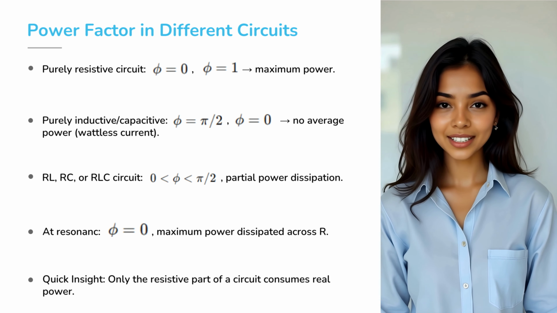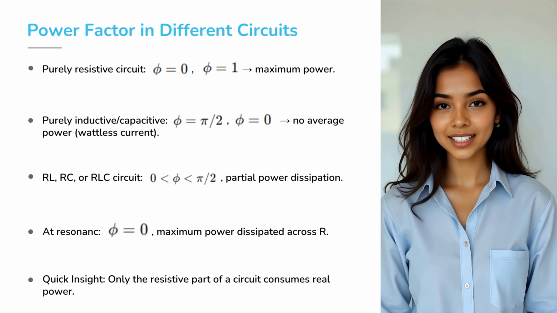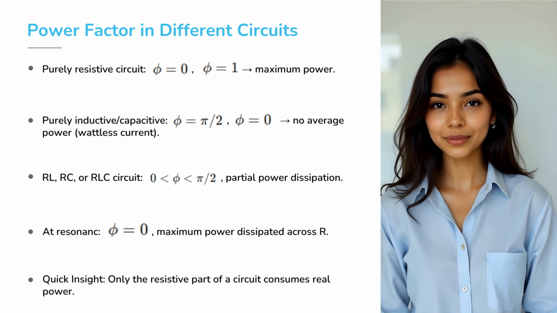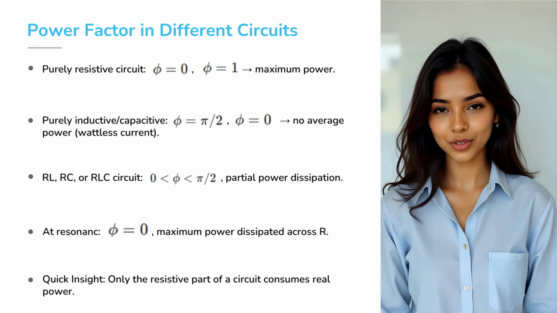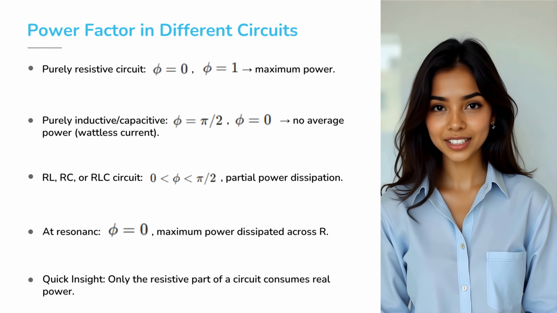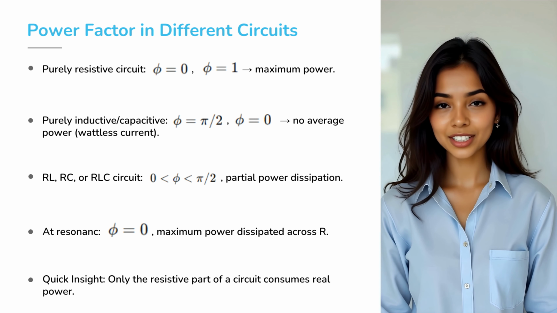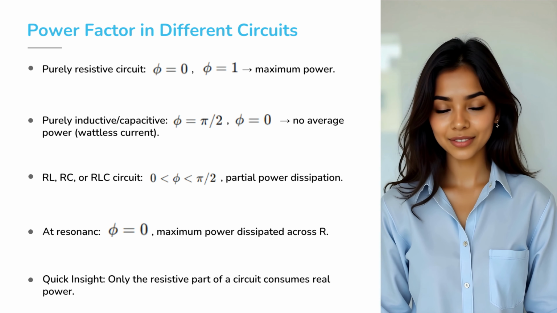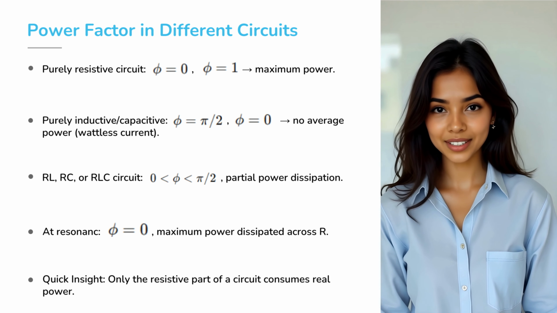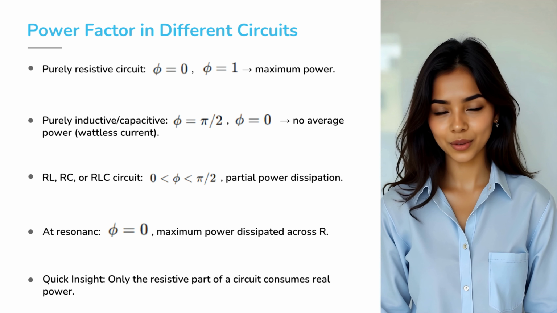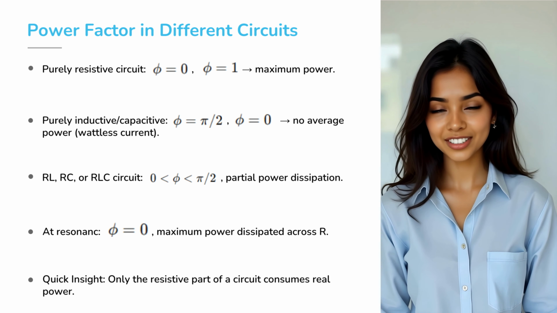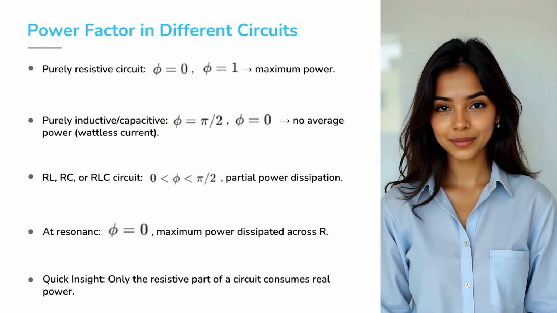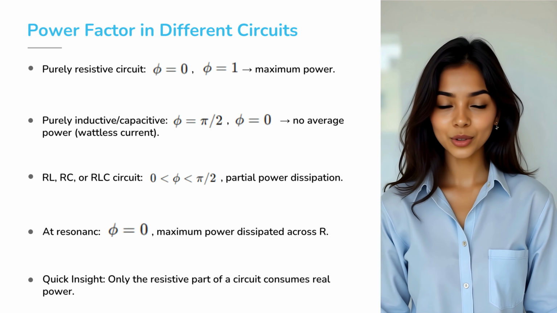In RL, RC, or RLC circuits, the phase angle lies between 0 and pi by 2. So, only a part of the current contributes to real power, giving partial power dissipation. Finally, at resonance, when inductive reactance equals capacitive reactance, phi again becomes 0. This makes the circuit behave like a pure resistor, and maximum power is dissipated across R. Quick insight: remember that only the resistive part of a circuit consumes real power. Inductors and capacitors may look busy, but they don't add to your electricity bill.